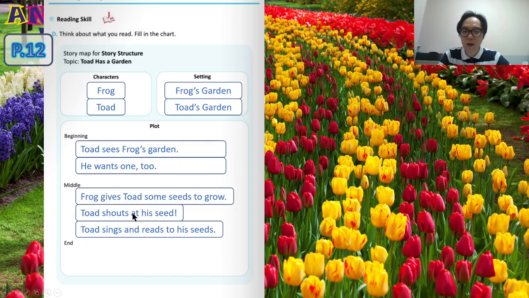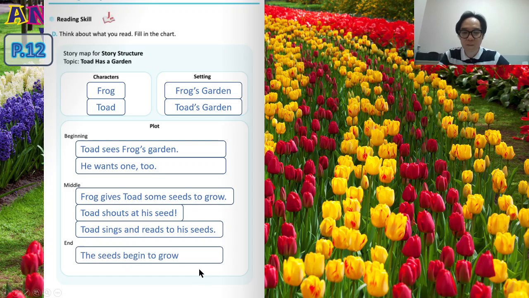Now, what happens in the end of our story? How does our story finish? Do you remember how it finishes? Well, at the beginning, we see what makes everything happen. Toad wants a garden. In the middle, we see how he tries to get that thing he wants. And in the end, well, what happens?